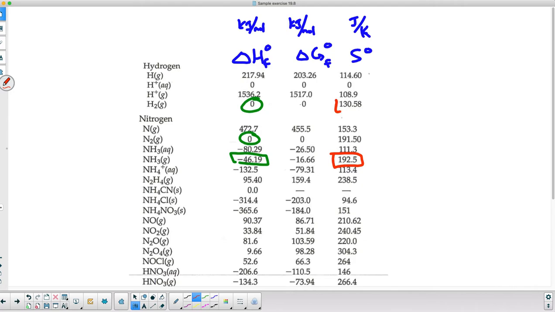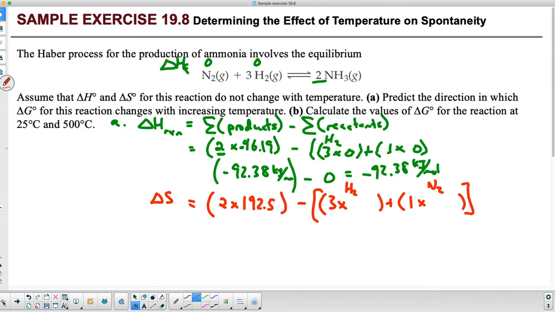For H2, I got 130, and for N2, I got 191.5. So let me put those numbers in. I got 3 times 130.58. That gives me 391.74, that whole thing there.